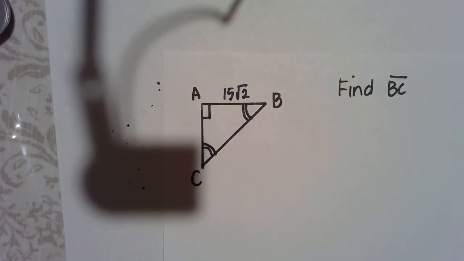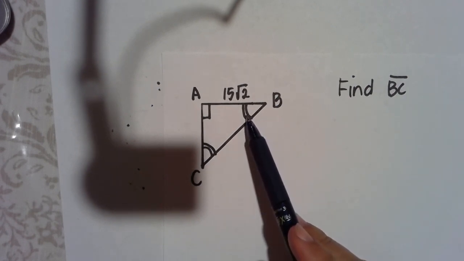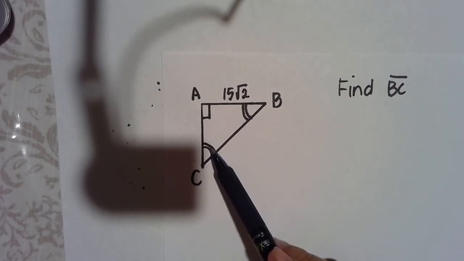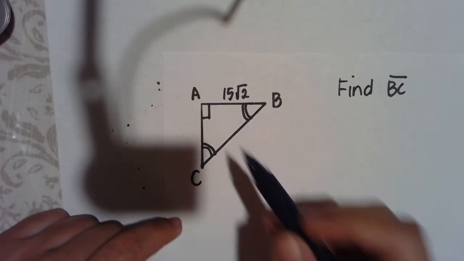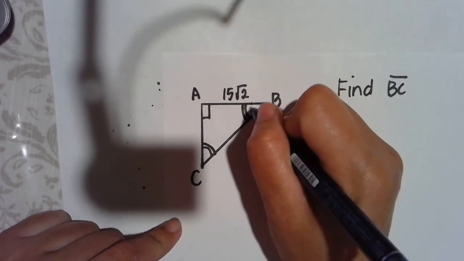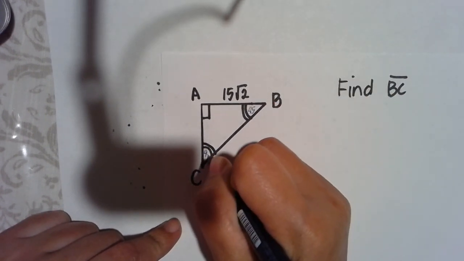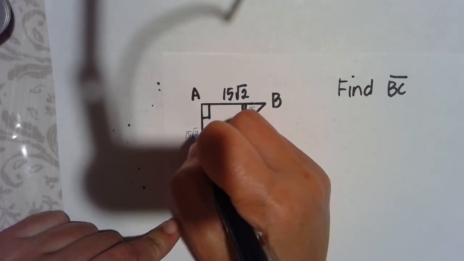Now, for this triangle, I would say that this is an isosceles triangle since the two markings are the same. So whatever the value of this will be 45, and this is also 45. If that's 15 square root of 2, this is 15 square root of 2.